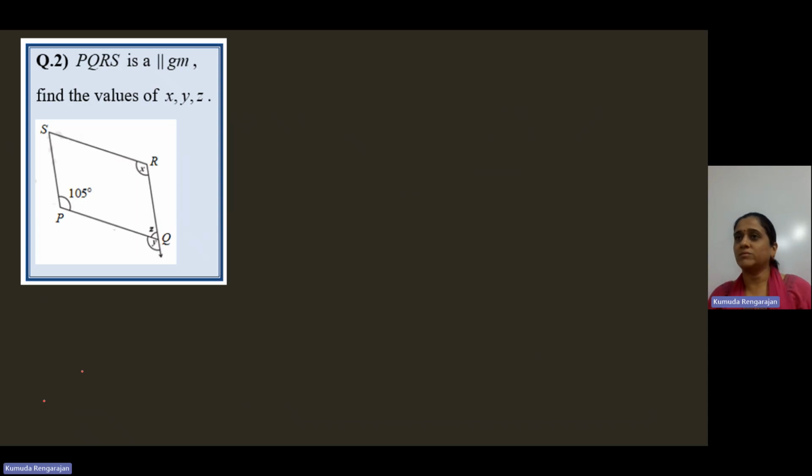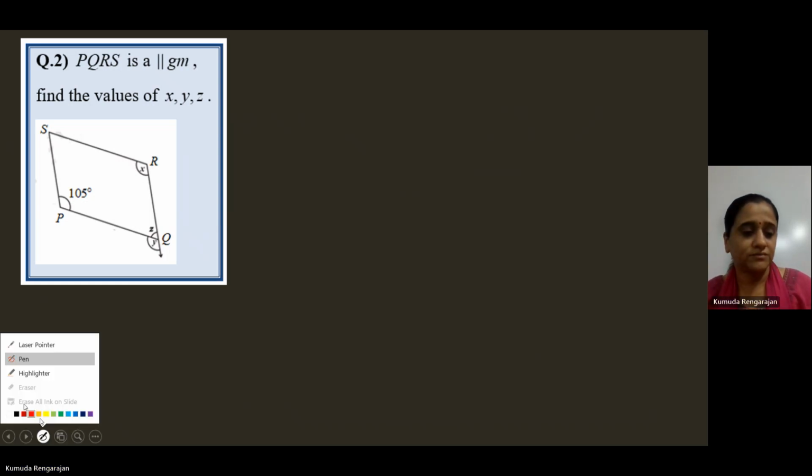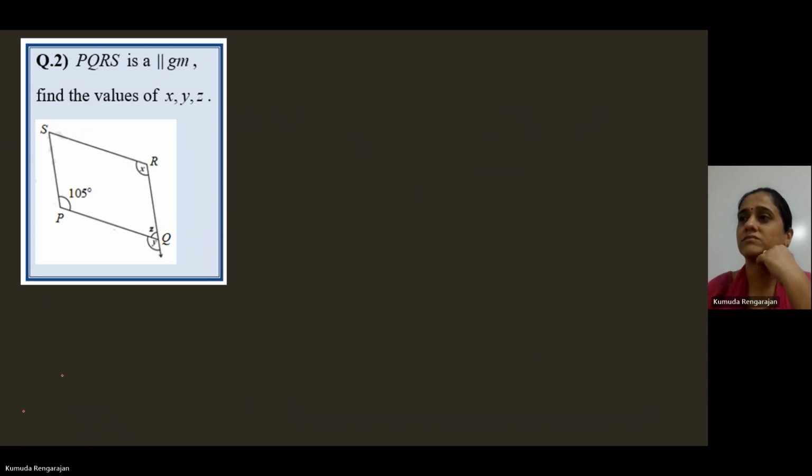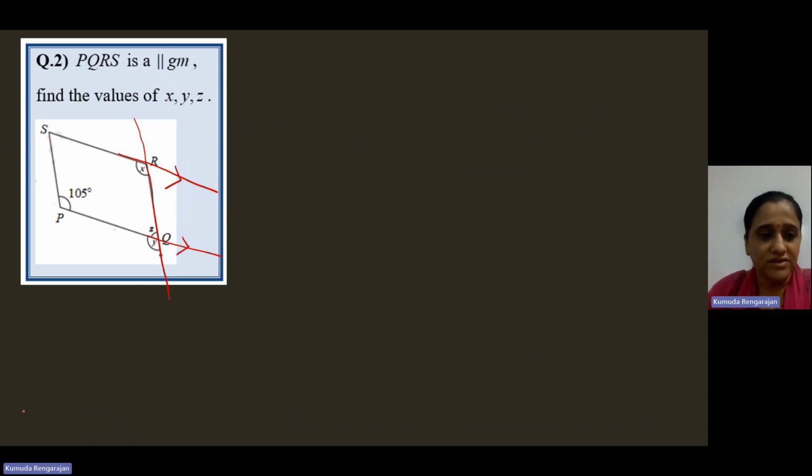Just don't stop halfway. Tell me the parallel lines, mention the transversal, and be sure about what you're saying. Correct, you're right. So extend the parallel lines. We know that these two sides of the parallelogram, opposite sides, when you extend them, are parallel. So you can see parallel lines and a transversal.